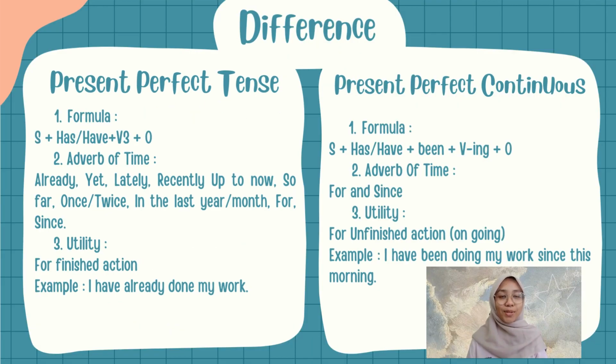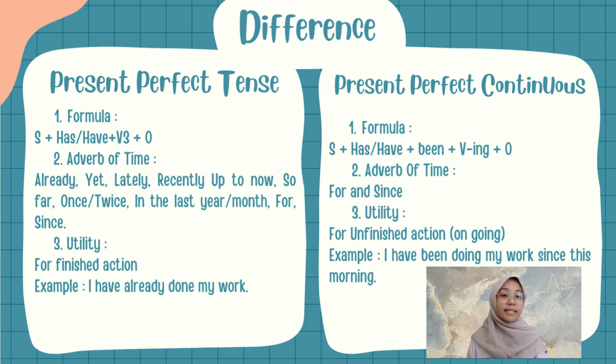The difference between present perfect tense and present perfect continuous. The first one is the difference in formula. Present perfect tense uses the formula subject plus has or have plus verb 3 plus object, while present perfect continuous uses the formula subject plus has or have plus been plus verb ing plus object.